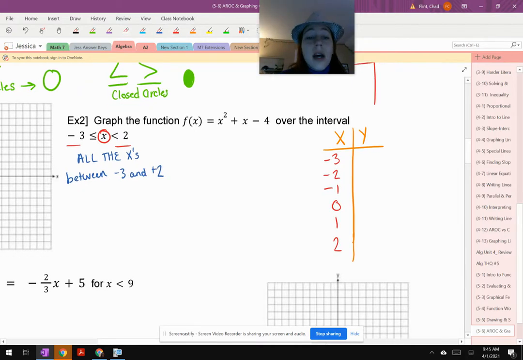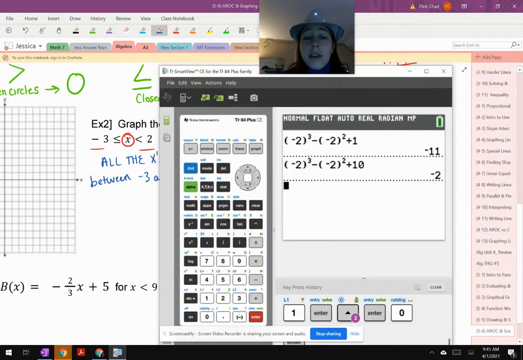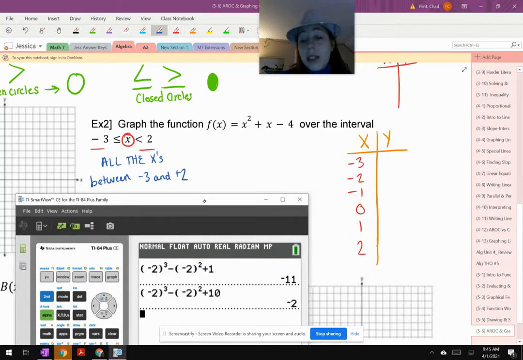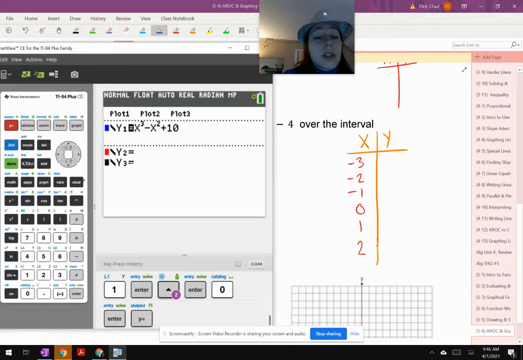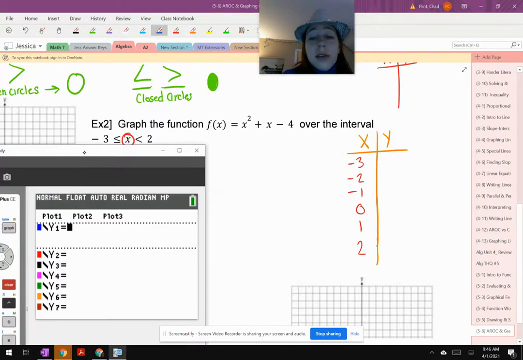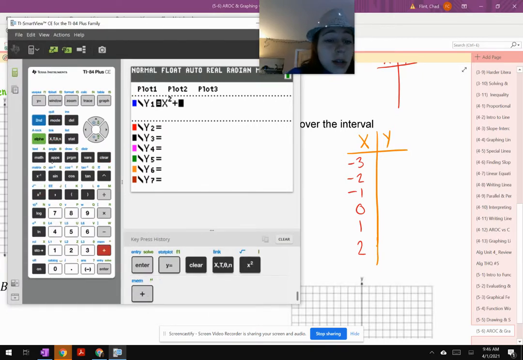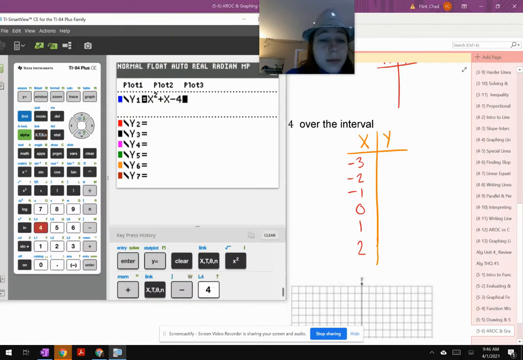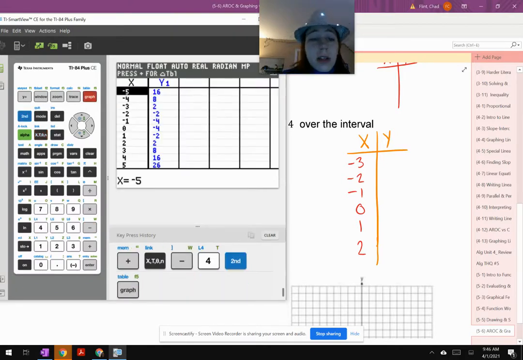So now here we need to use our function to get the rest of our values, to get our y values. Again, you could be doing this by hand and plug each one of those x values in and get a y value, but again, work smarter, not harder. So x squared plus x minus 4. Okay, second and table to get the table.